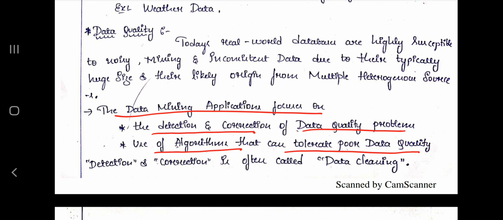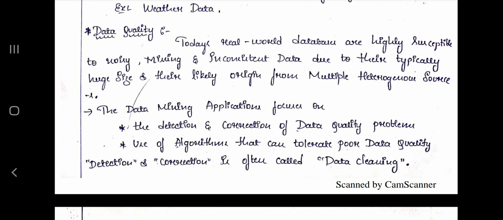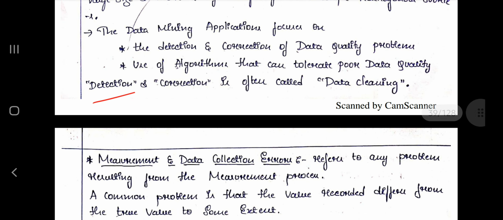It means we are using algorithms to improve the data quality. Okay, so detection and correction is often called data cleaning. Data cleaning means what? Detect what is not clean with the data and clean it. That is known as data cleaning.